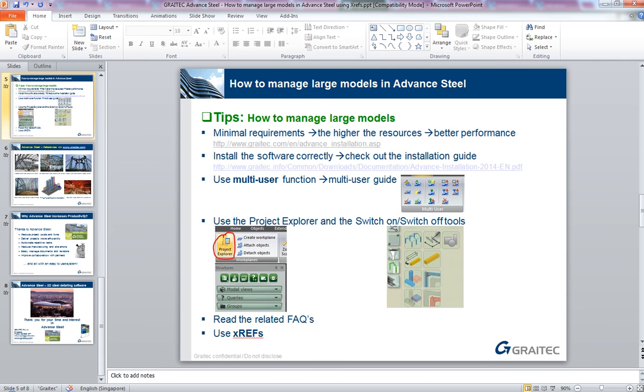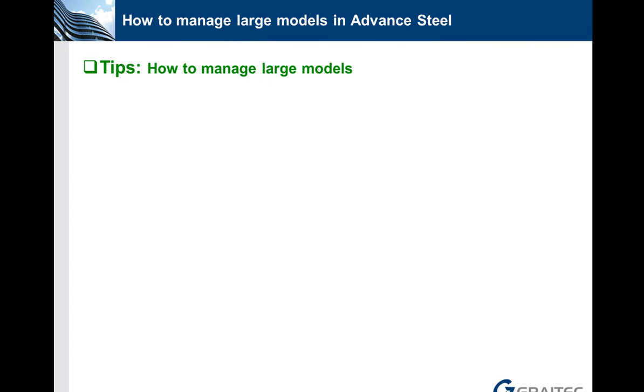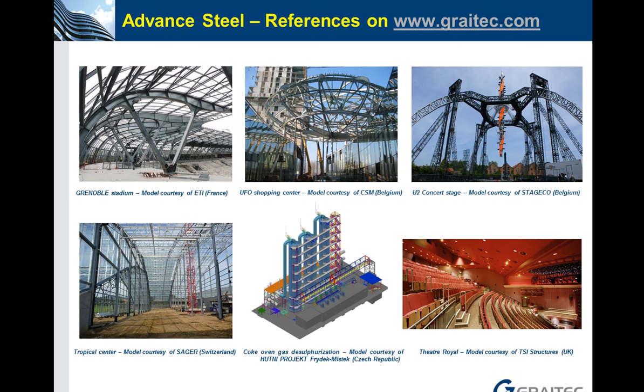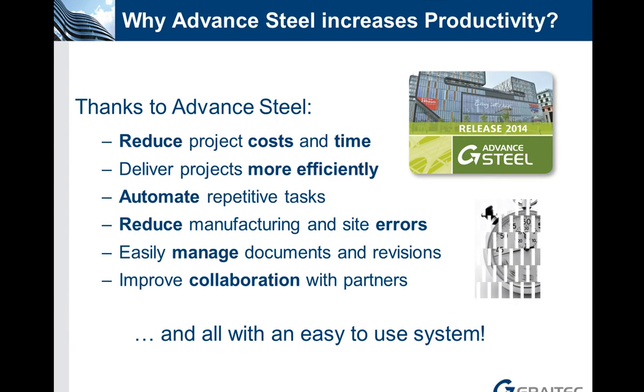So going back to the presentation, here are some other references. I want to show you some advantages of using Advanced Steel. You can reduce project costs and time. You can deliver projects more efficiently. You can automate repetitive tasks. You can reduce manufacturing and site errors. You can easily manage documentation and revisions, and you can improve collaboration with your partners. All of this using one system.